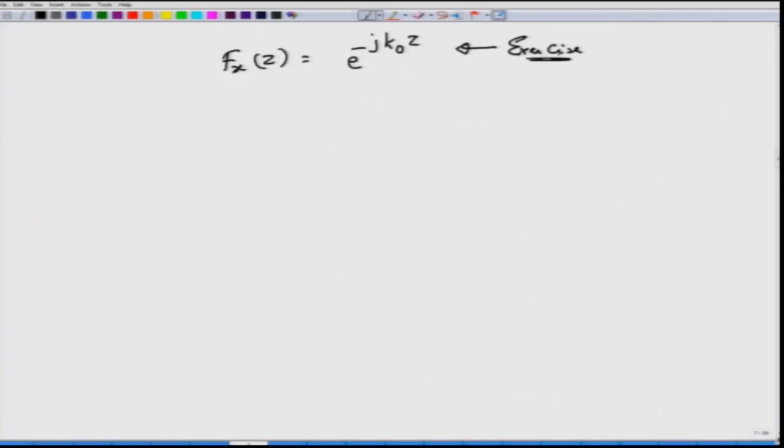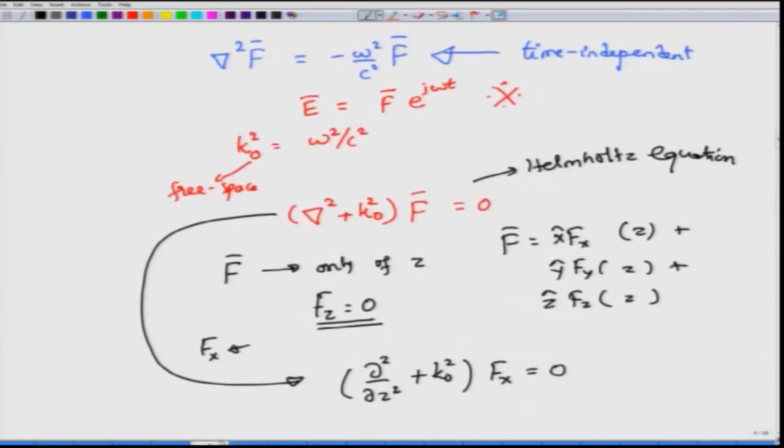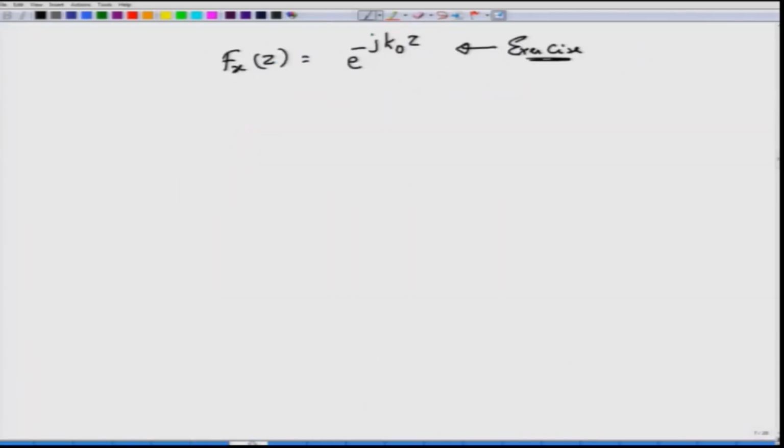All you have to do is to use this expression, go back to this equation and substitute. When you substitute, you are going to realize that this equation is true, and you have found out how the electric field varies when we assume that the electric field quantities, and of course the magnetic field quantities, depend only on z, and furthermore that there is no z component. Now, this is just fx of z that we have obtained.